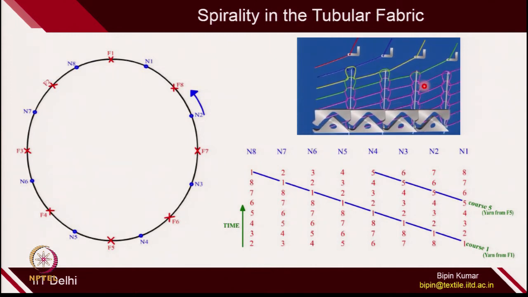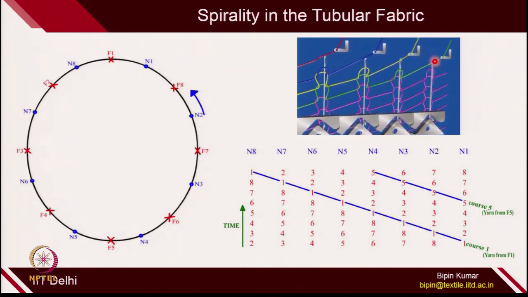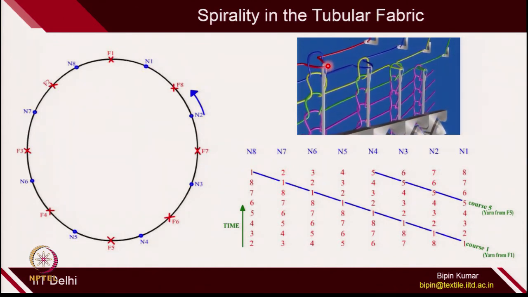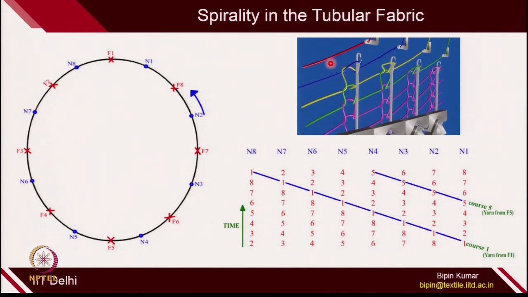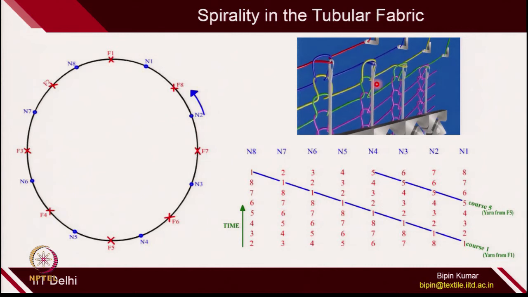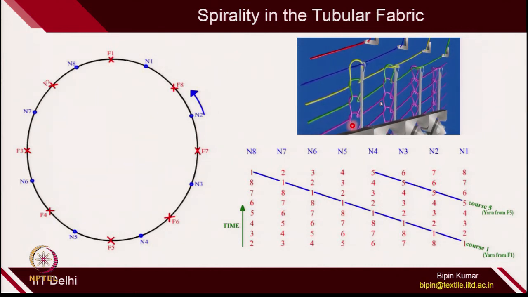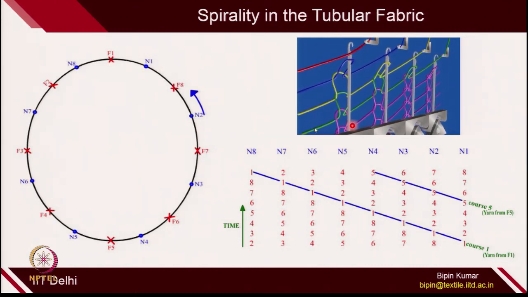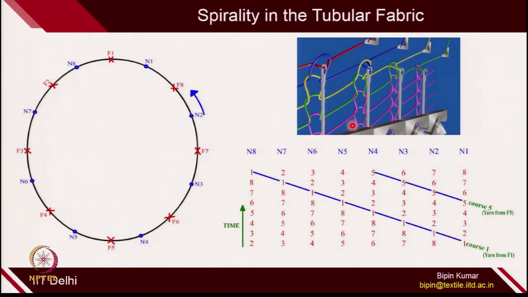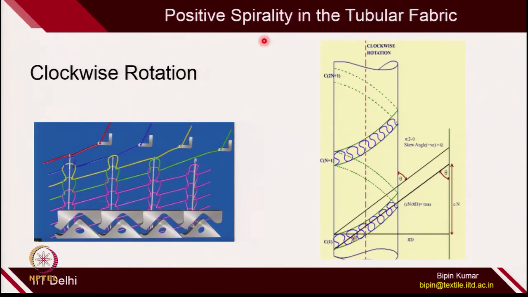So, for example, if you see, this needle is making a loop with the green yarn while the other needle is taking the red yarn. So, because of the change in the timing of the feeder point, the courses will not remain horizontal. Again, because of this multi feeder arrangement, the tubular fabric will have spirality in the courses.